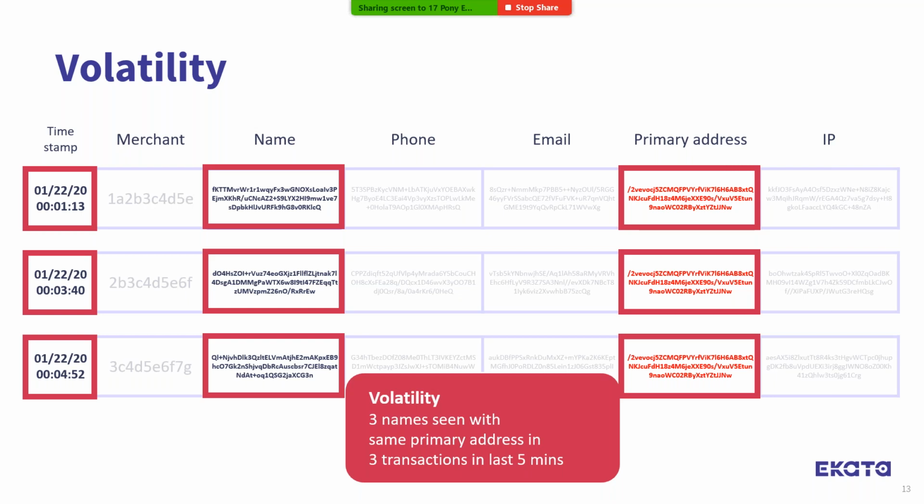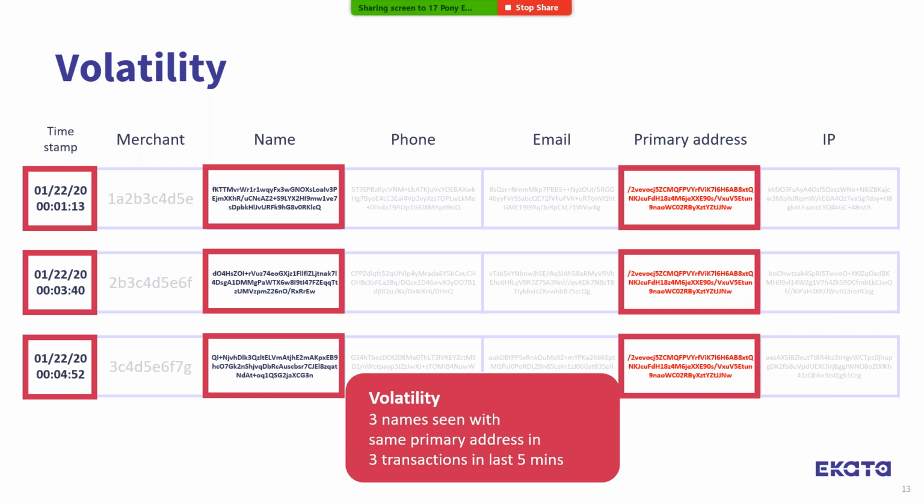And so finally, volatility, which is one of my favorites. I think it's pretty cool. It looks at how many different permutations of these identity elements we've seen together. So if you see 50 different email addresses with one shipping address, that is usually concerning, especially because that's definitely fraudulent behavior from what I've seen. There's no reason you need 50 different email addresses with one specific shipping address.